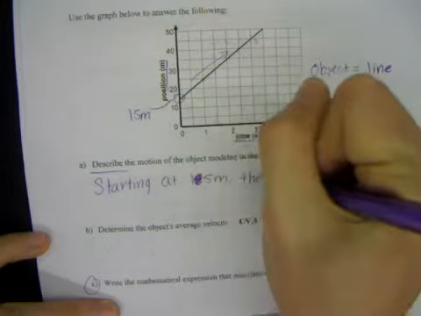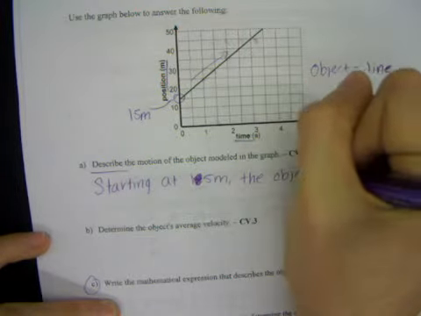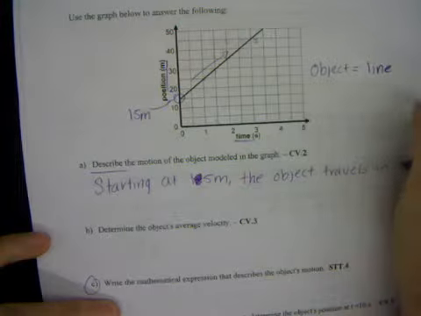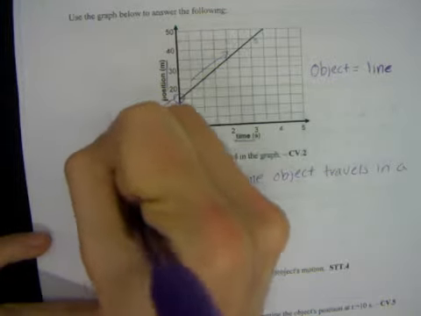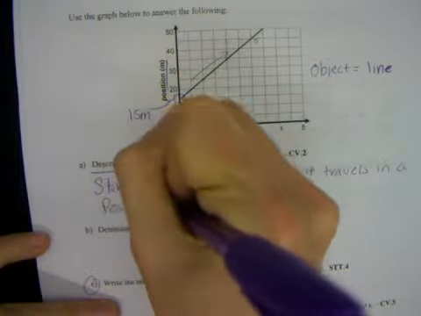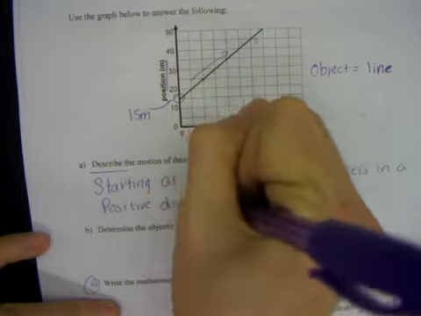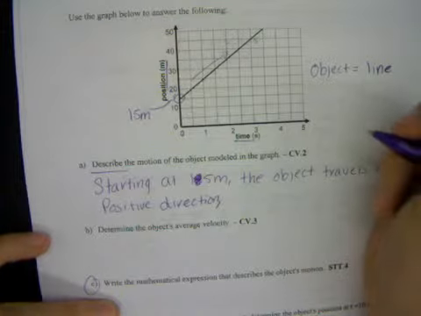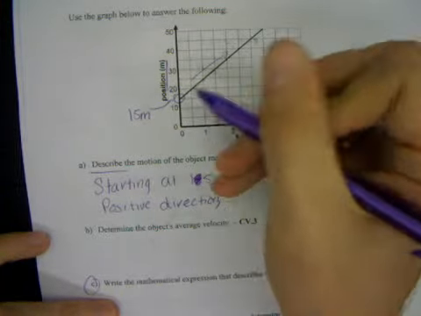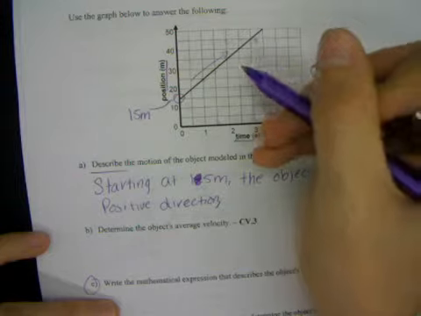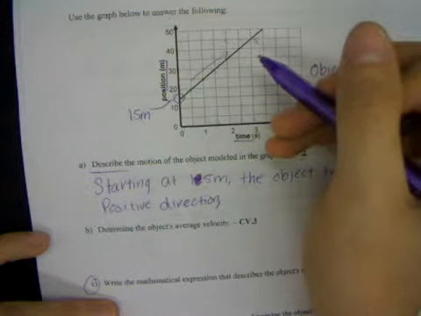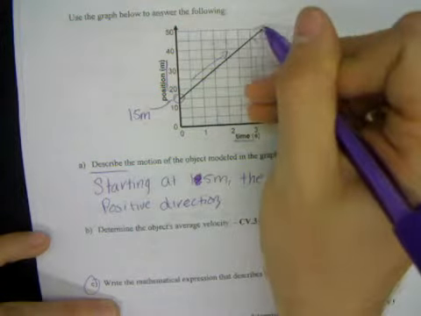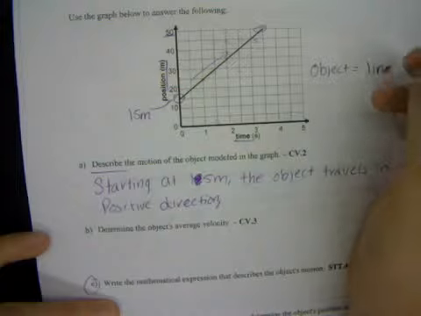The object travels in the positive direction. And then we want to tell a story about where it ended. So if we told where it started, we told the direction that it was going, but we didn't say where it ended, then we wouldn't have the complete graph. So then where did we end? We will see at the top of the graph, at the very top, and that's at 50 meters.